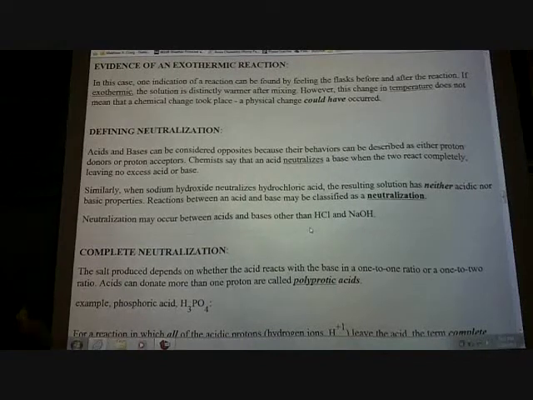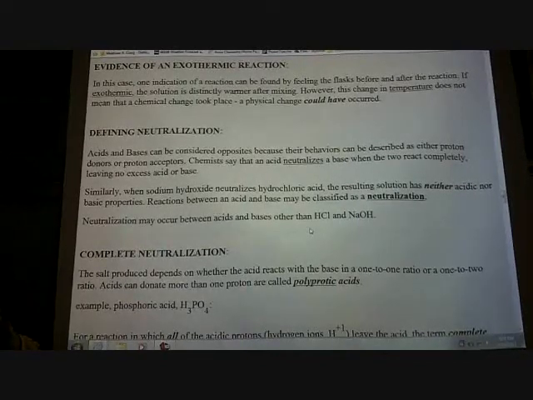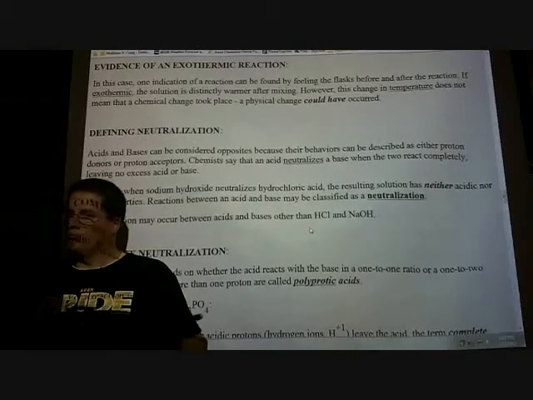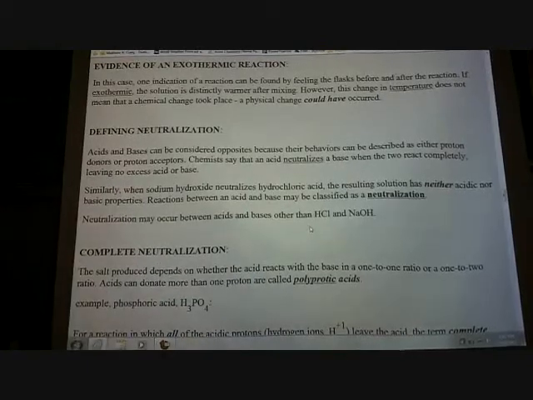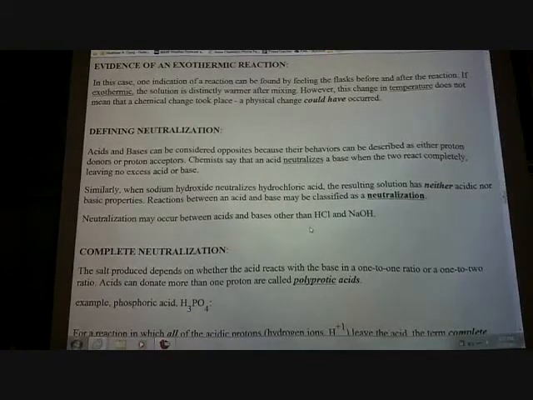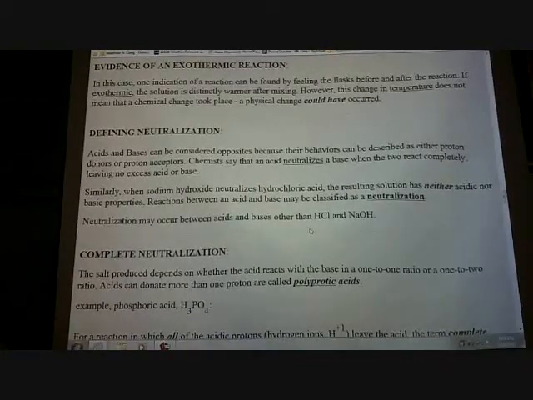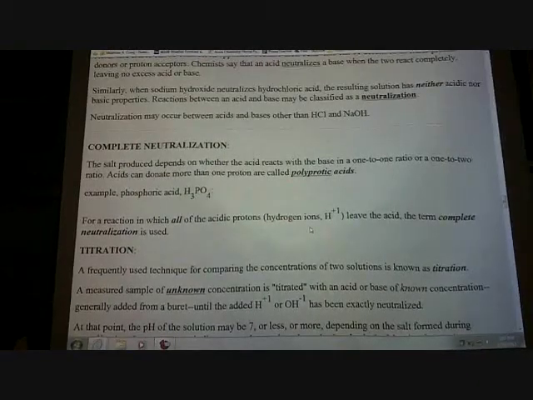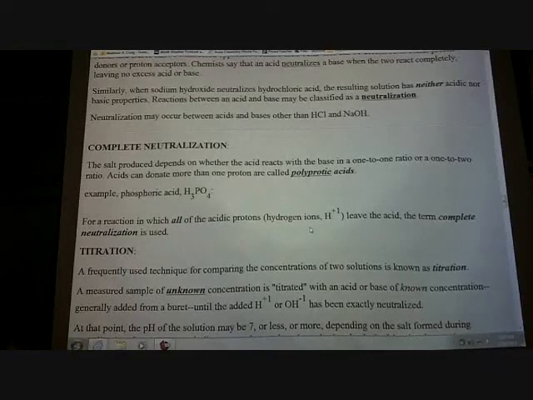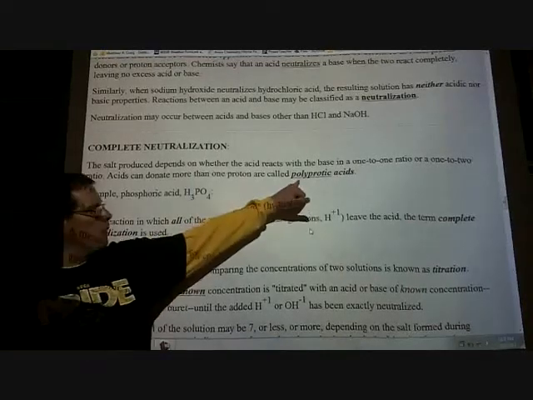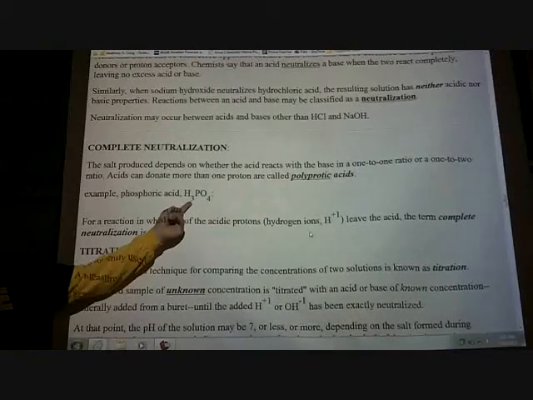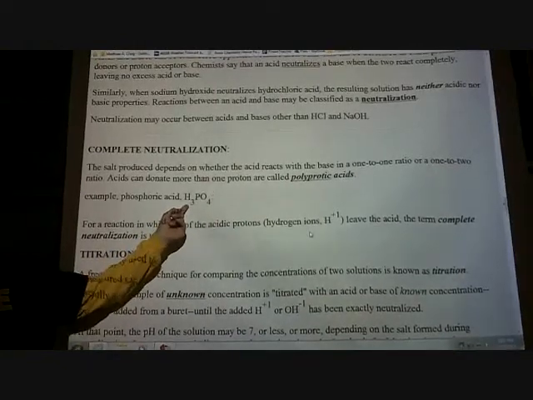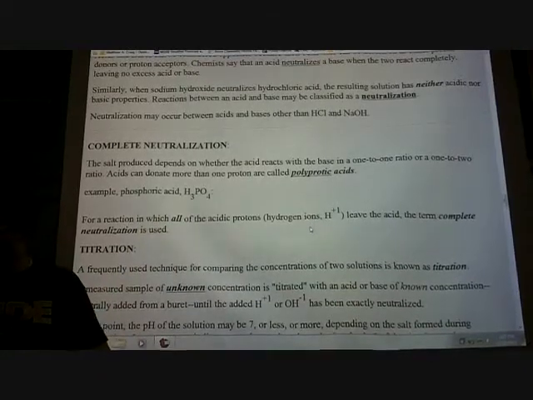Defining neutralization, that's actually when we have the same number of hydroxide ions as we do hydrogen ions. When they're equal, did we say that at neutralization the pH was 7? Complete neutralization, in some cases we could use an acid that is considered a polyprotic. What does poly mean? Many. So when we look at things like phosphoric acid, sulfuric acid, things that have more than one hydrogen that could dissociate, that's a polyprotic acid.